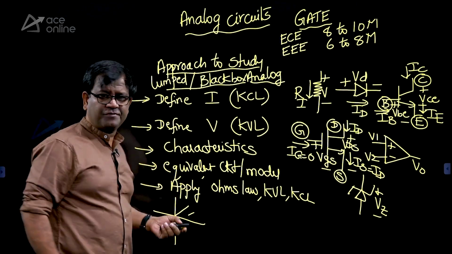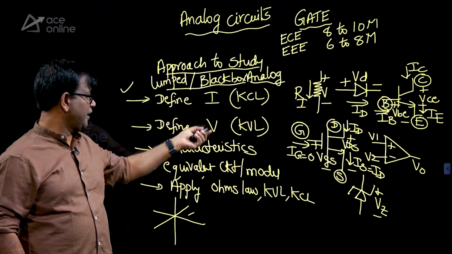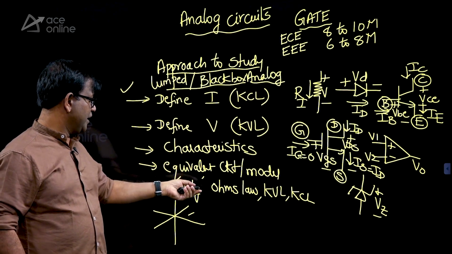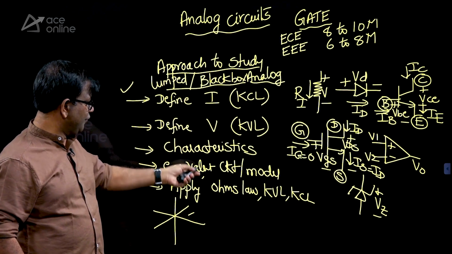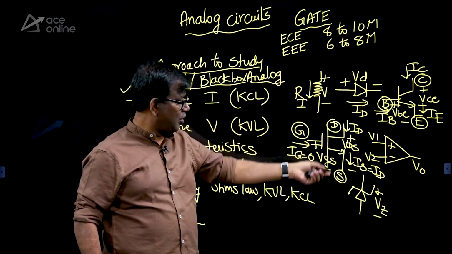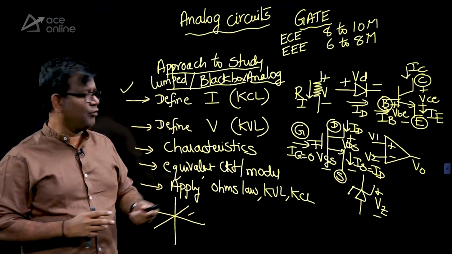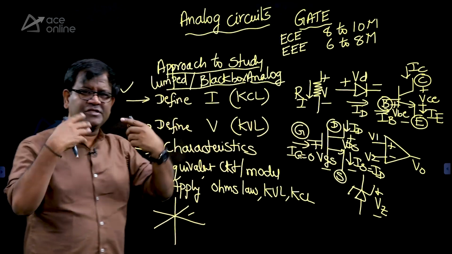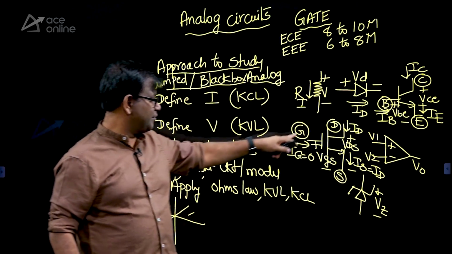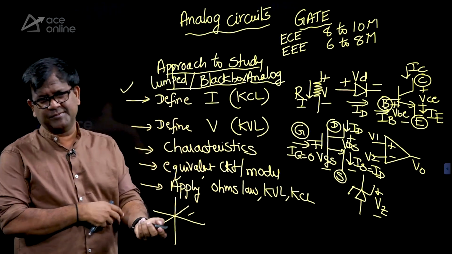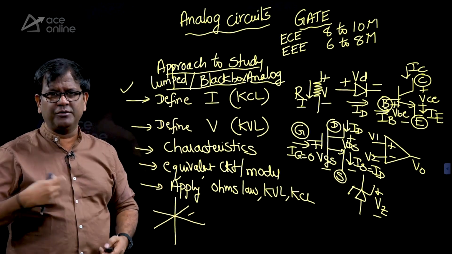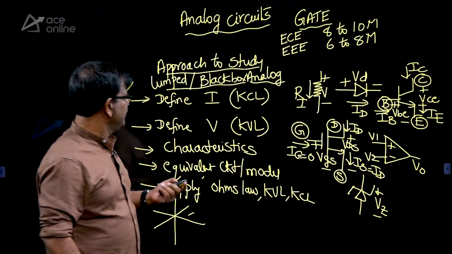Okay, so this is the approach. Like I said, you have to define current, voltage, characteristics, equivalent circuit. So now I am going to give you the equivalent models for all these devices, which you have to remember for exam, right? Only the model. And anytime you see a device, replace that device with that model and try to solve problems. So solving problems we will do in the next session, right?